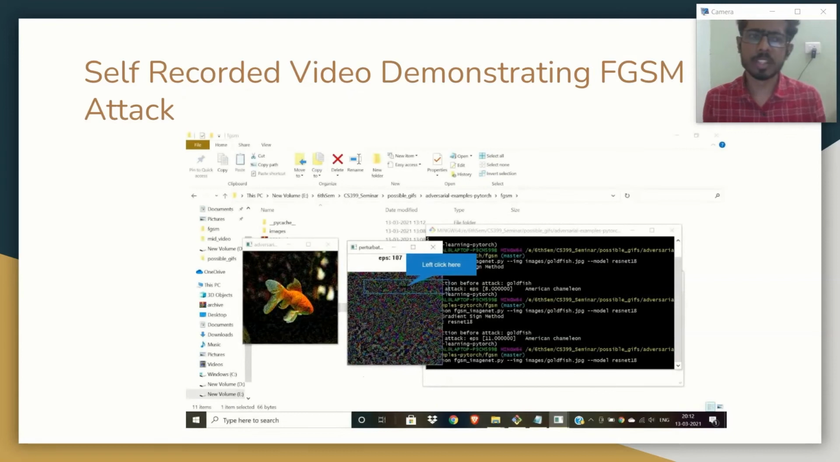We also found a really good implementation of this model online, and we have run it in our own settings, and we can see that after doing some sort of a perturbation over a goldfish image, a chameleon is being predicted, right?